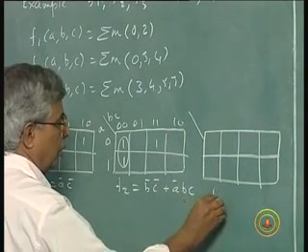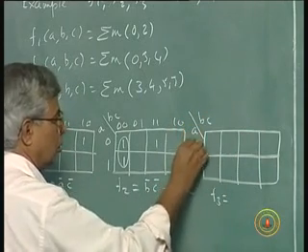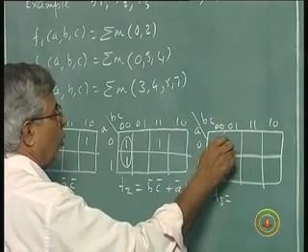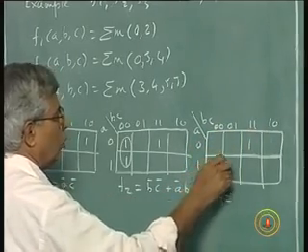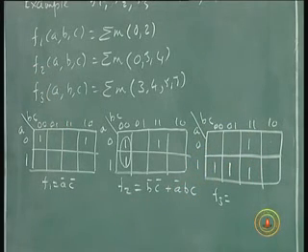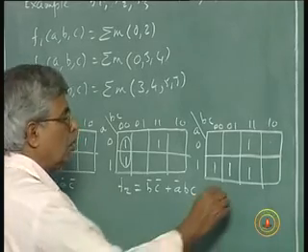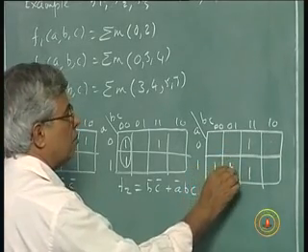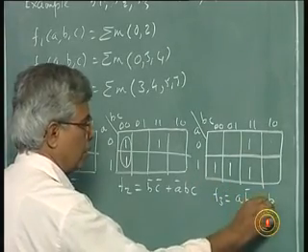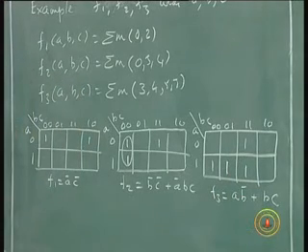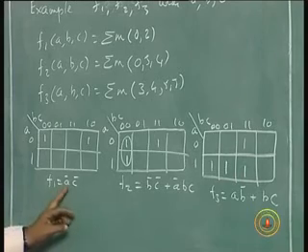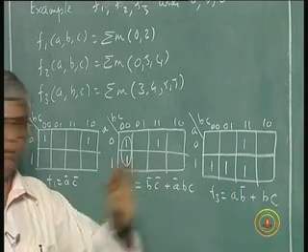And I have a third function. This is F3, isn't it? What will this be? This would be A, B bar plus BC. So how many different product terms are there to implement all of these functions? 1, 2, 3, 4, 5. I need 5 product terms.